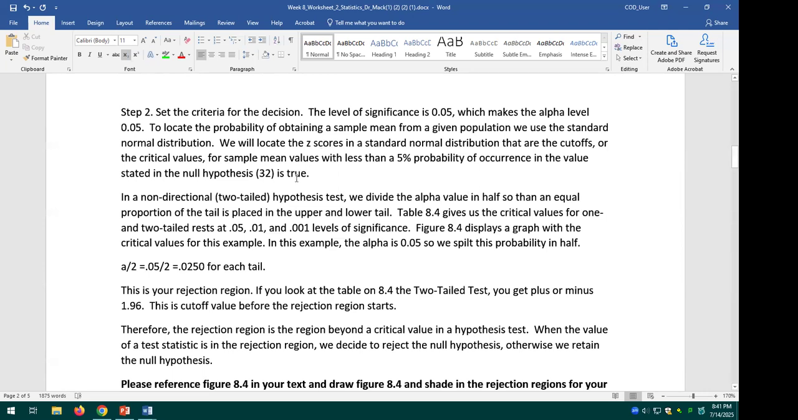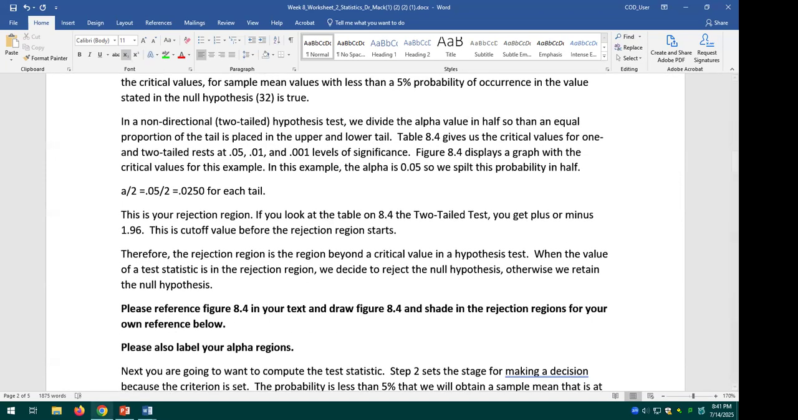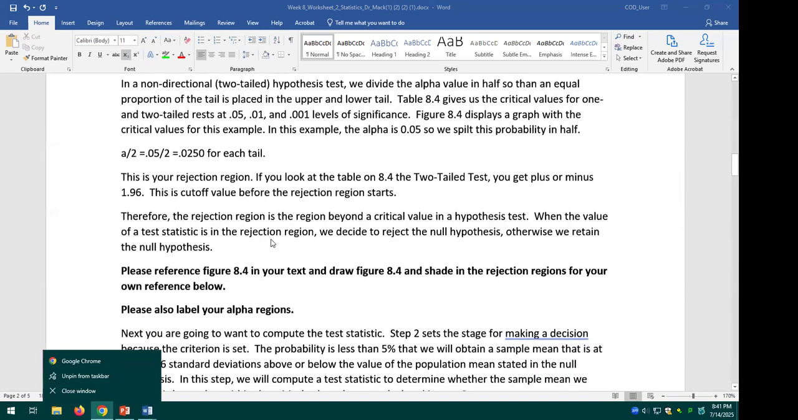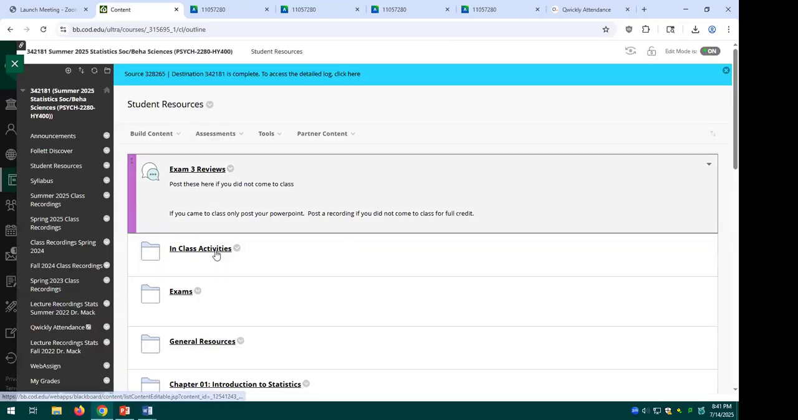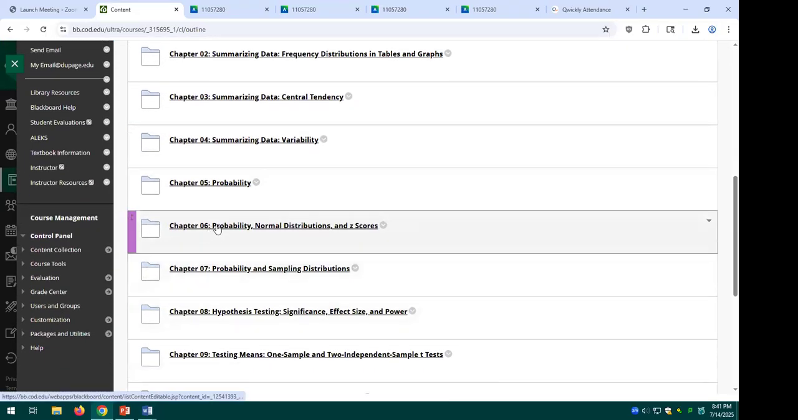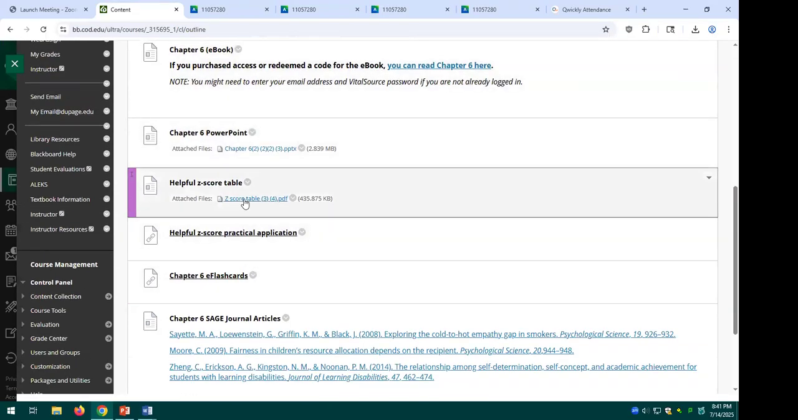So we are going to go back into our Z table and look at student resources. Chapter 6, probability, Z-score table.